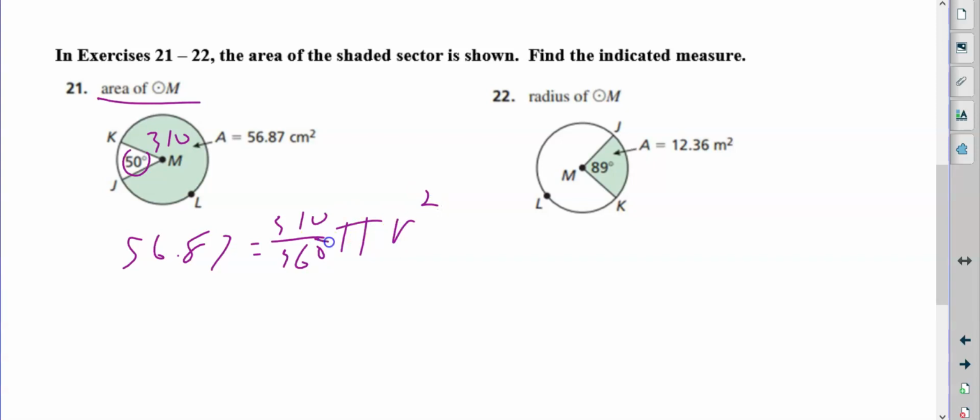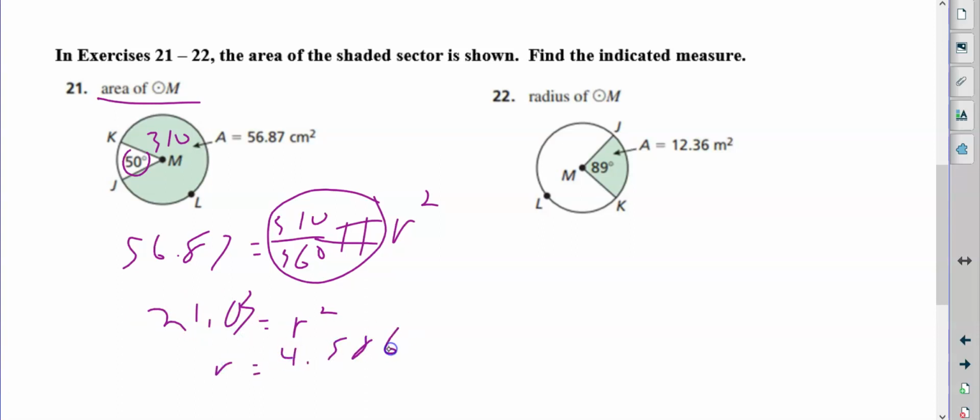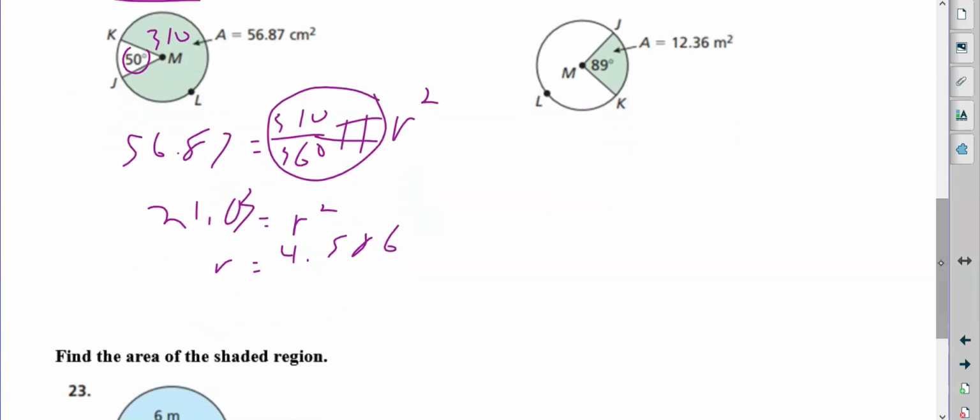Okay, so what you're going to do is just calculate that number, and then divide both sides by that number, and you get r squared equals 21.03. When we take the square root, we get r equals 4.586, and then we do the classic area equals pi r squared, plug this in here, and we get 21.03 pi centimeters squared. And again, you could calculate that out.